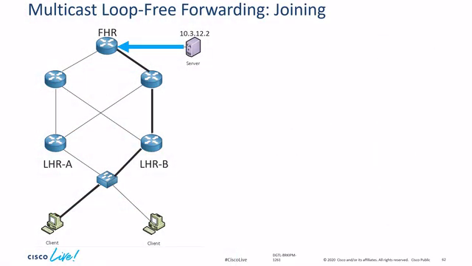Now let's take a closer look at how PIM joins happen. At first, the client will send an IGMP report, which will go over the segment and go to any multicast routers that are on the segment. Now, the multicast routers will not all send PIM joins up towards the source.